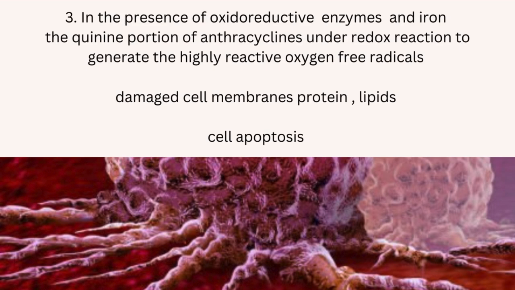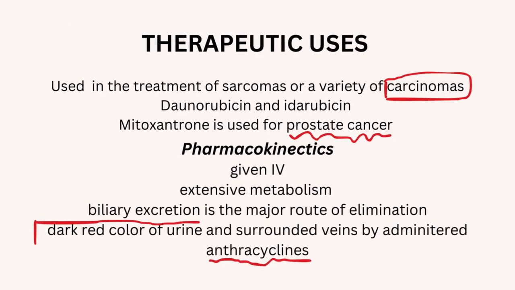Next, pharmacokinetics is clearly mentioned, but the most important thing is the dark red color of urine and surrounding veins, which is due to administration of anthracyclines. Anthracyclines are used for carcinomas, which are cancers of epithelial cells, and mitoxantrone specifically for prostate cancer.